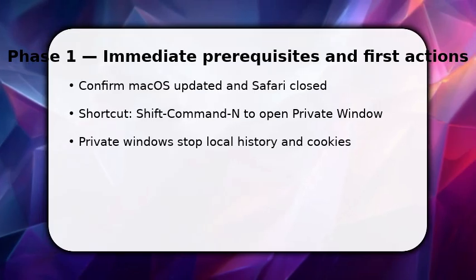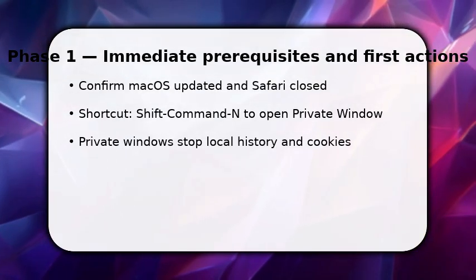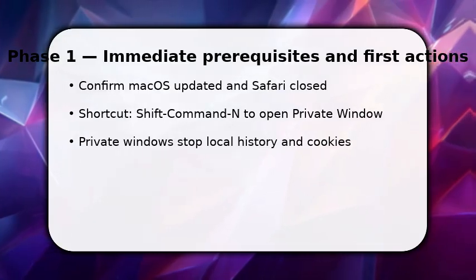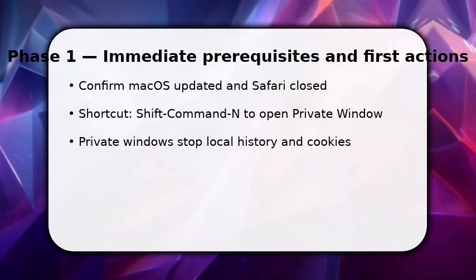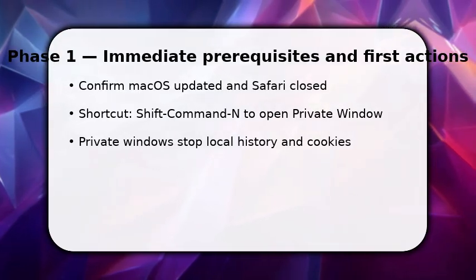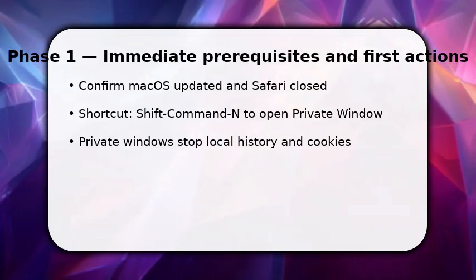Enjoy the video. You start by opening a Safari private window. Press Shift-Command-N or choose File, New Private Window. Do this now because privacy begins with isolation. Once done, notice the dark Smart Search field and the Private label. That tells you cookies and browsing history will not be stored locally.